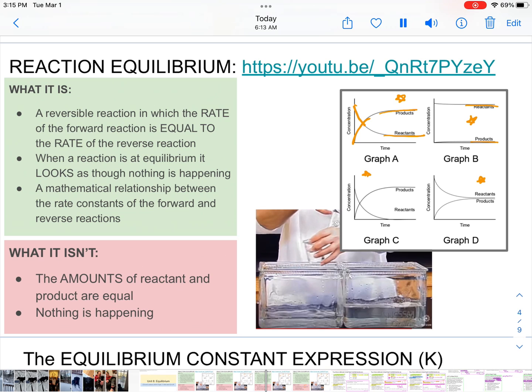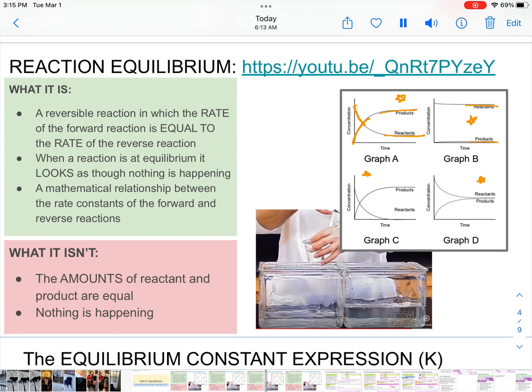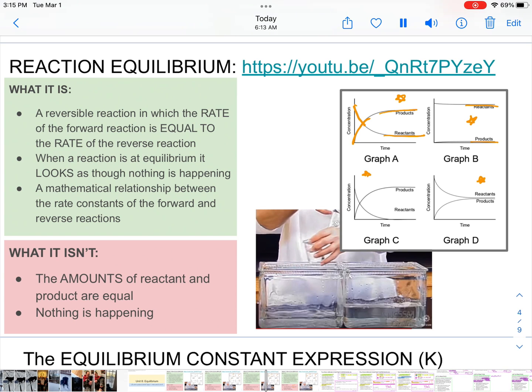Technically, in that nickel activity or in the aquariums, you could keep going forever with the forward and reverse rates being equal, and nothing would change. The equilibrium relationship is mathematical, and I think you'll really like working with the mathematical piece of it. It's pretty logical, so we will look at that as we keep going.